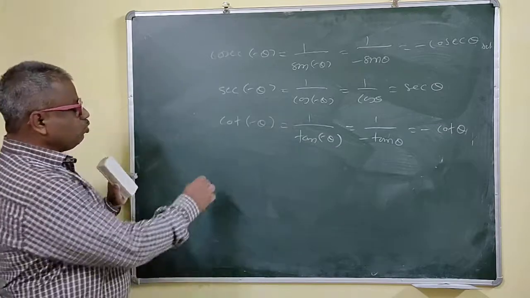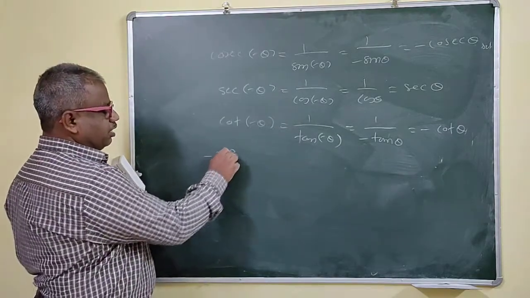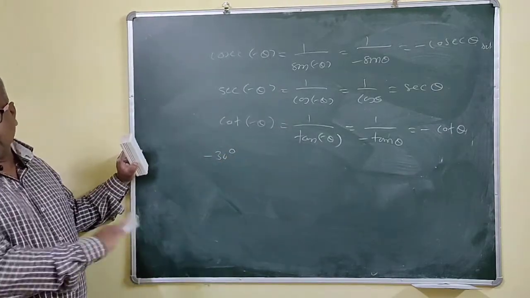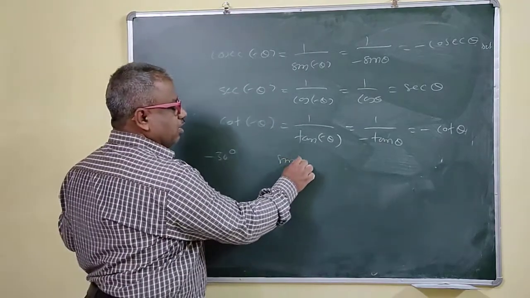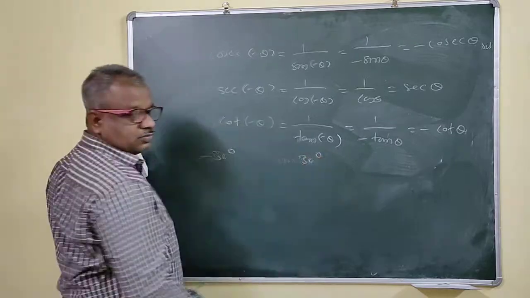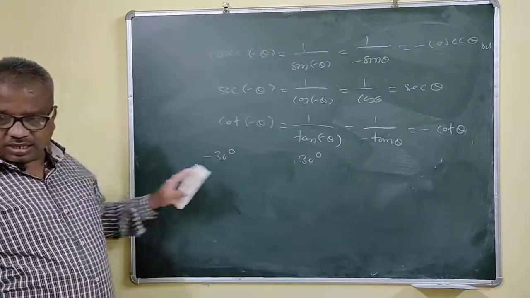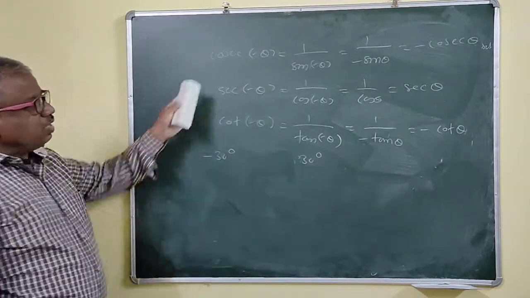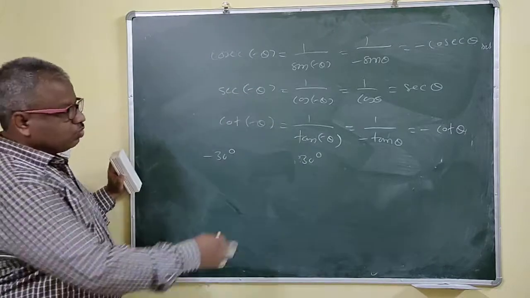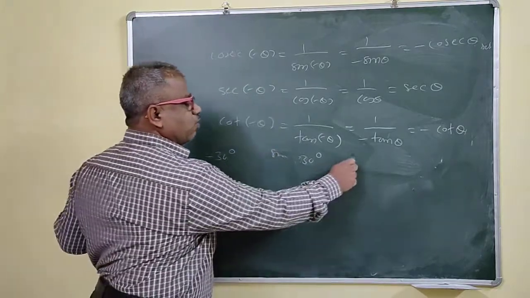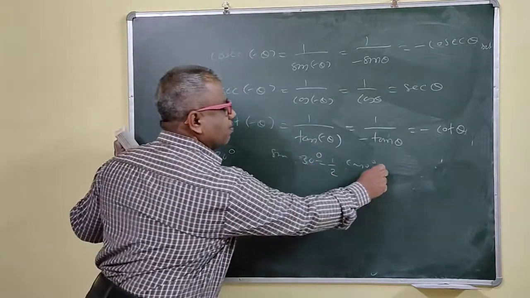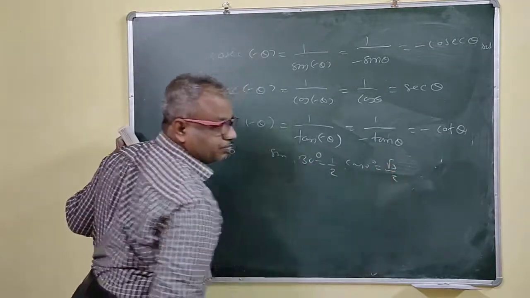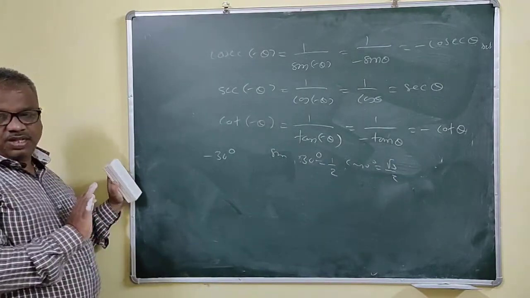Suppose you want to find the trigonometric ratios of minus 30 degree. Don't find the trigonometric ratios of minus 30 degree directly. Just find the trigonometric ratios of angle 30 degree and use these properties. Once we get sine 30 degree and cos 30 degree, you know that this is half and this is root 3 by 2.